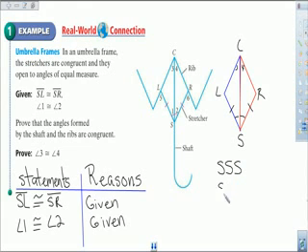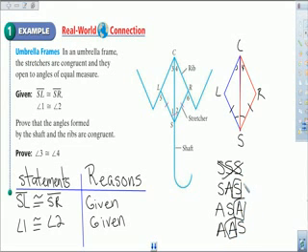Okay, so let's look at that. Okay, this is example 1. This is in your book. And it says umbrella frame. In an umbrella frame, the stretchers are congruent and they open to angles of equal measure. And where's the stretchers? This is a stretcher. It's just this side and this side here.